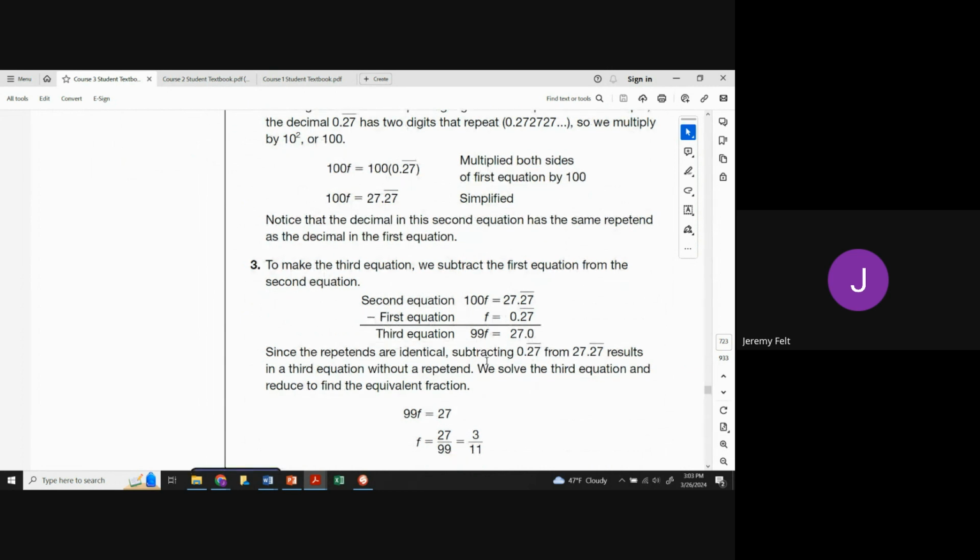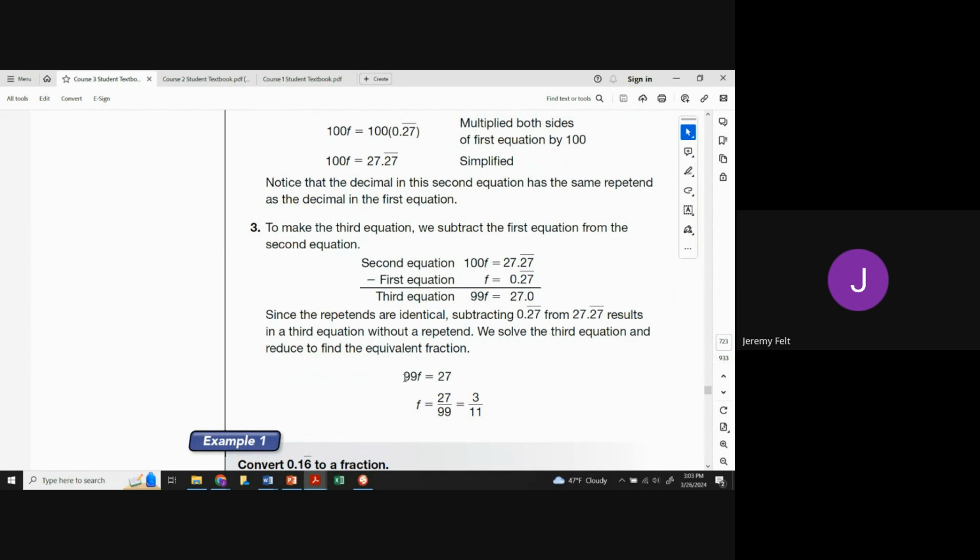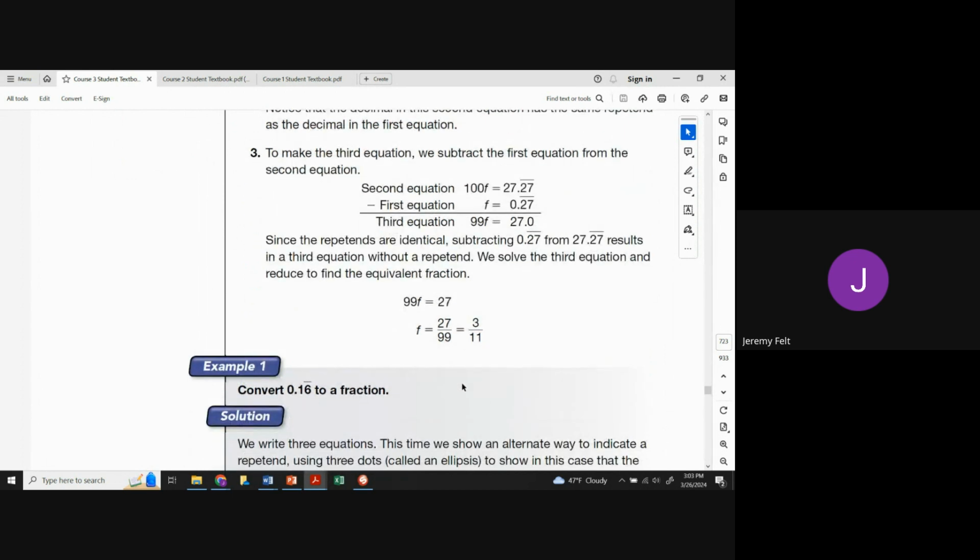Now we want to figure out what F is, so we divide both sides by 99, so we get 27 divided by 99, which is 3/11ths when we reduce, because 9 goes in both of those.